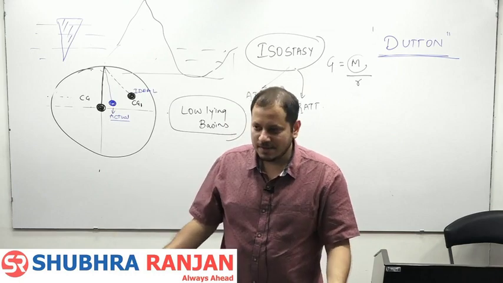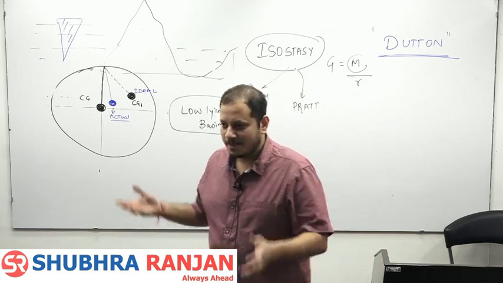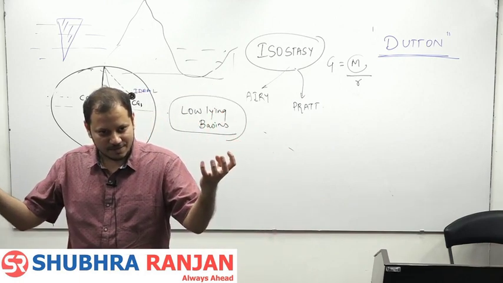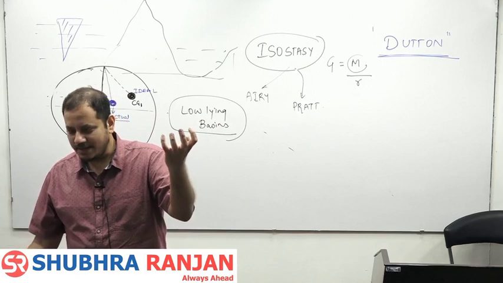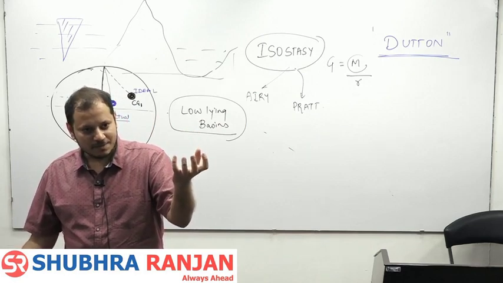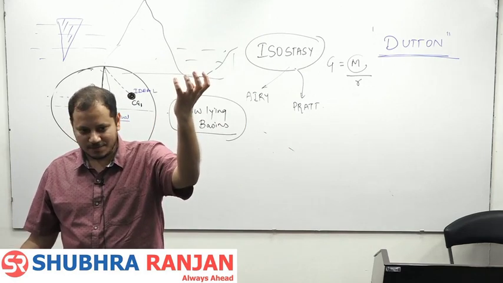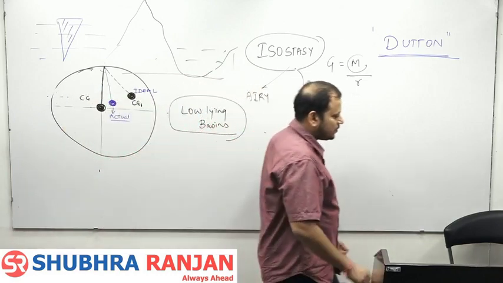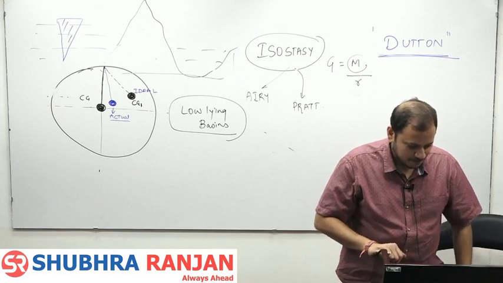Why the oceans are always at lower height? You get an answer here. क्योंकि ocean is made up of denser rocks, and therefore denser जितना है उतना height is less. Mountain is always made up of lighter rocks, and therefore the height is more. Getting it? Next point.